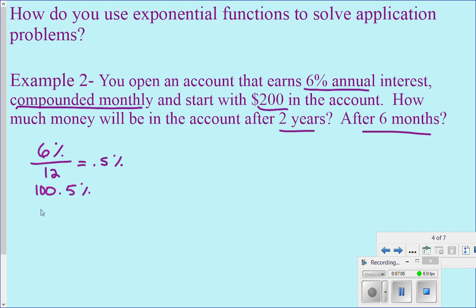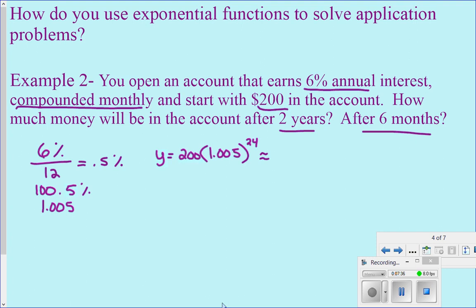And I change to a decimal. That is the monthly multiplier. So our equation, $200 times 1.005. And remember, because that's a monthly multiplier, the exponent is the number of months. So if I want 2 years, I know there's 12 months in 1 year, which means 24 months in 2 years. Now I'm ready to enter that in the calculator.